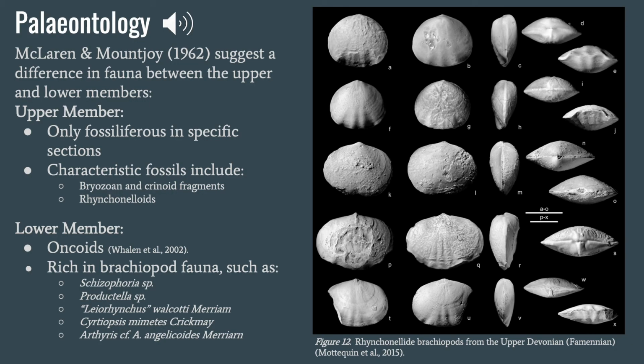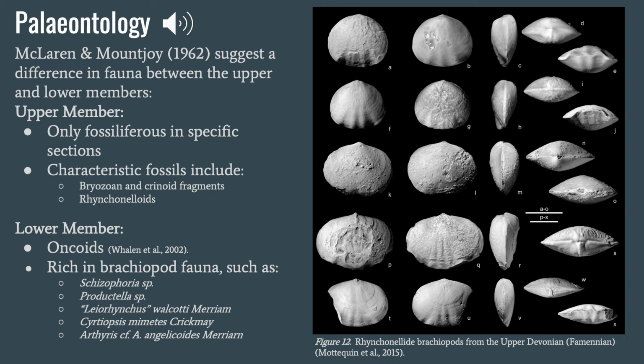Paleontology. McLaren and Mountjoy suggest a difference in fauna between the upper and lower members of the Sassenach Formation. The upper member is only fossiliferous in specific sections, but within these sections, the fossils that may be found are bryozoan and crinoid fragments, as well as rhynchonelloids. On the right-hand side in figure 12, you can see rhynchonelloid brachiopods from the Upper Devonian, and specifically the Famennian. These are some examples of the fossils you may see in the Sassenach Formation within the upper member.